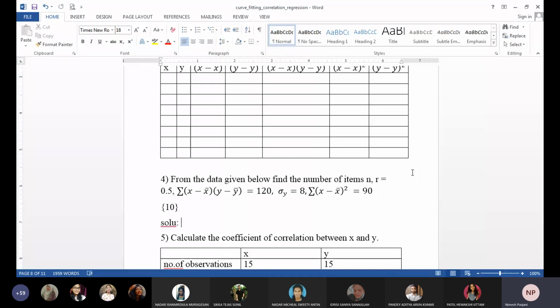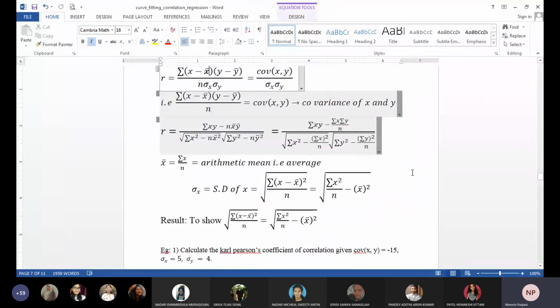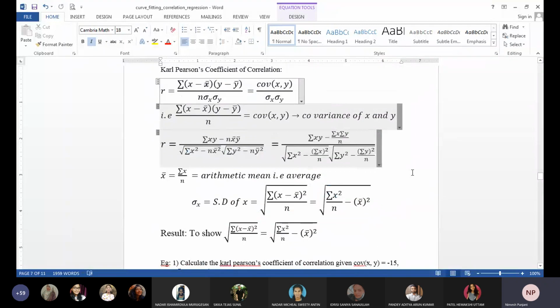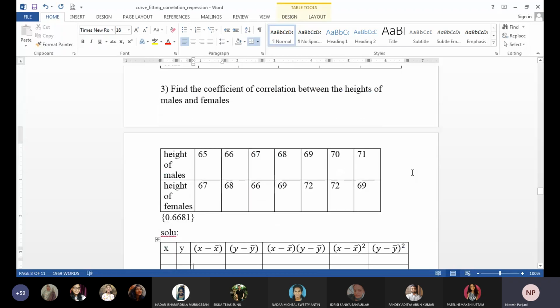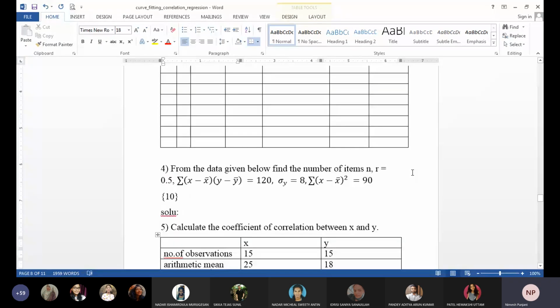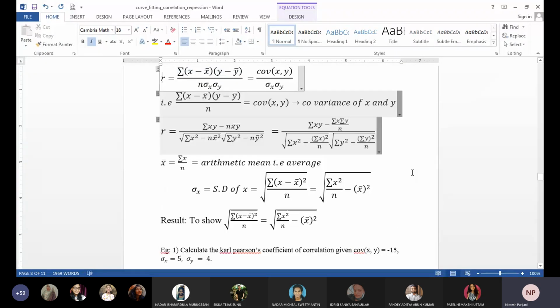So here which formula will we use for r? We will use the first formula, this one. r is summation (x minus x bar) into (y minus y bar) divided by n into sigma x into sigma y. That is the formula which we will be using. I will just copy that formula and paste it down, so that will save my time to retype the formula again.